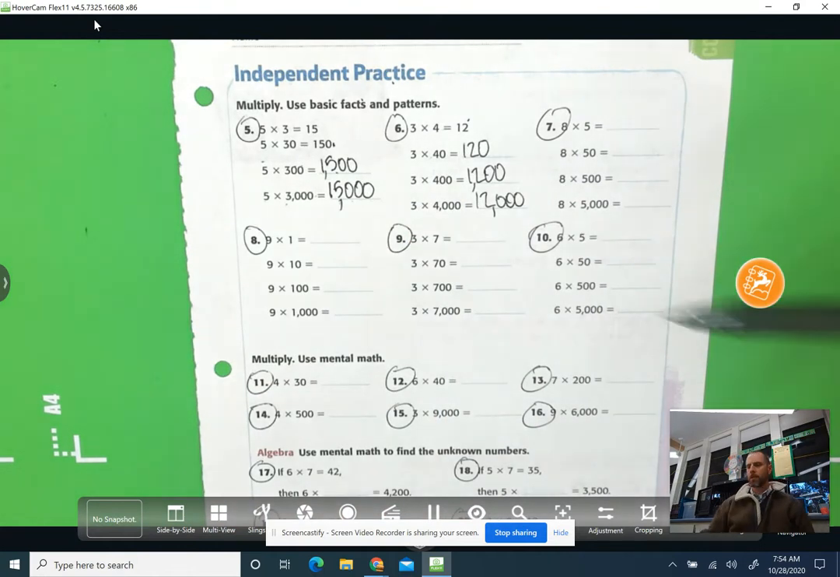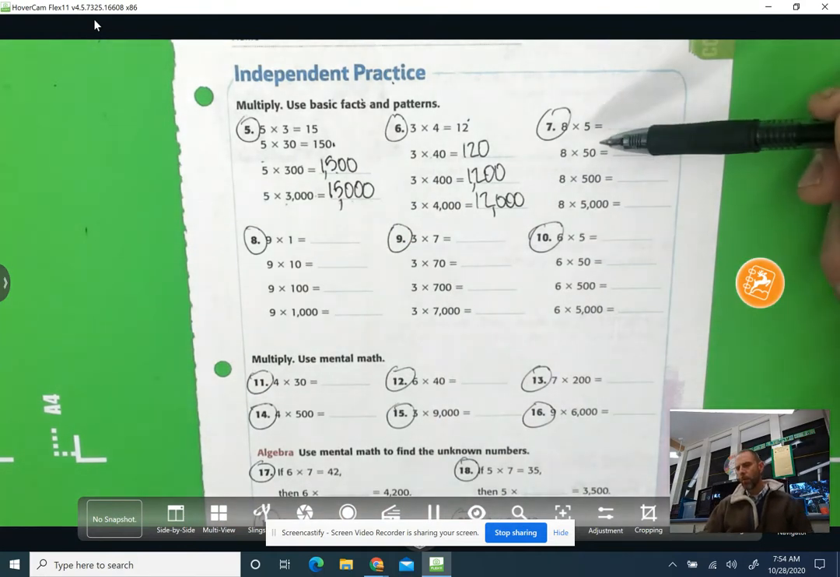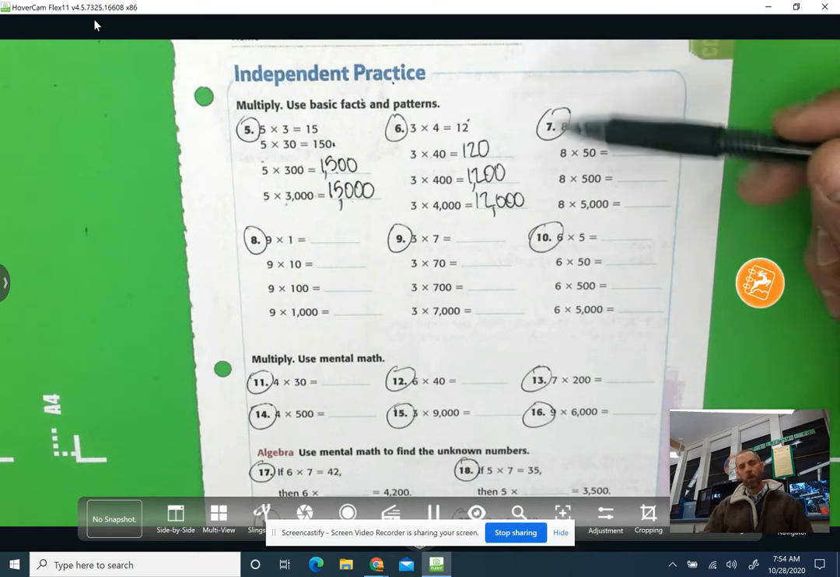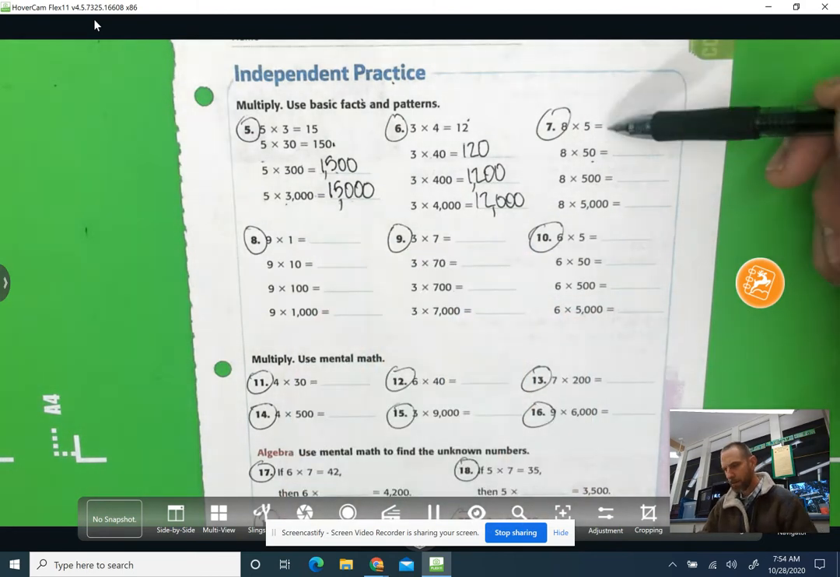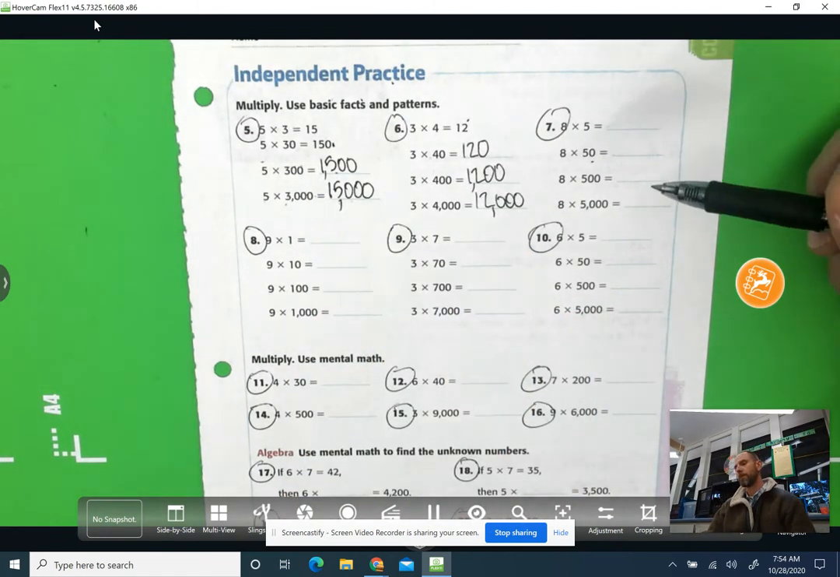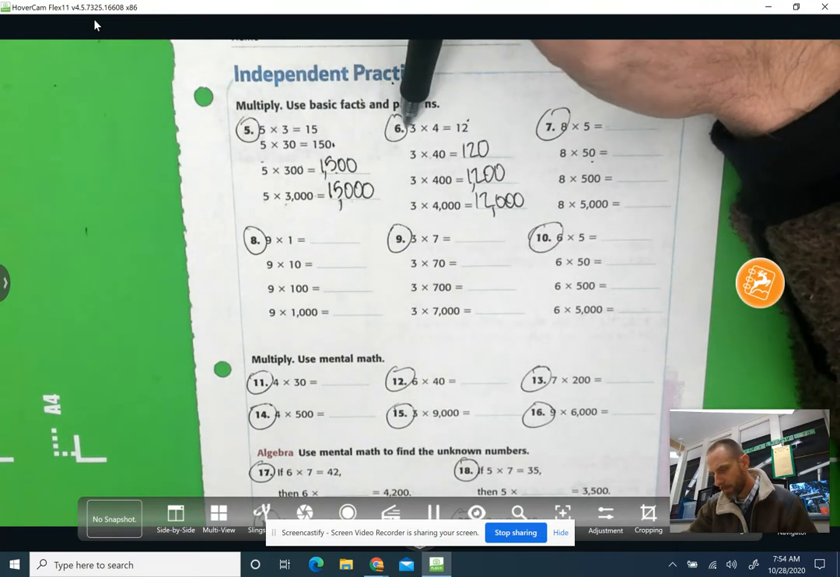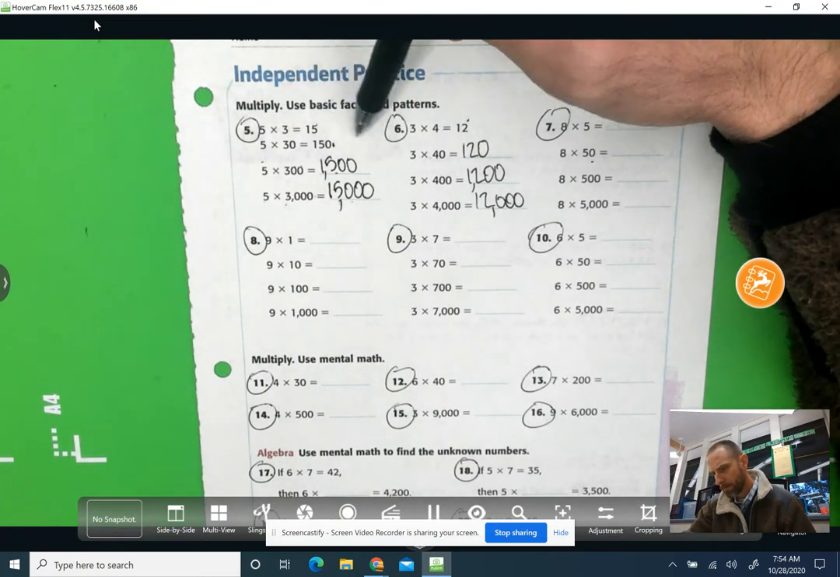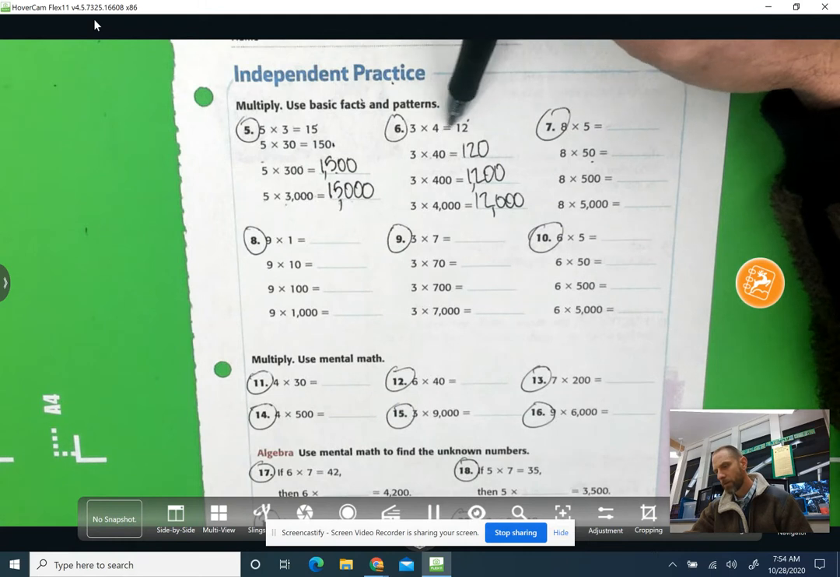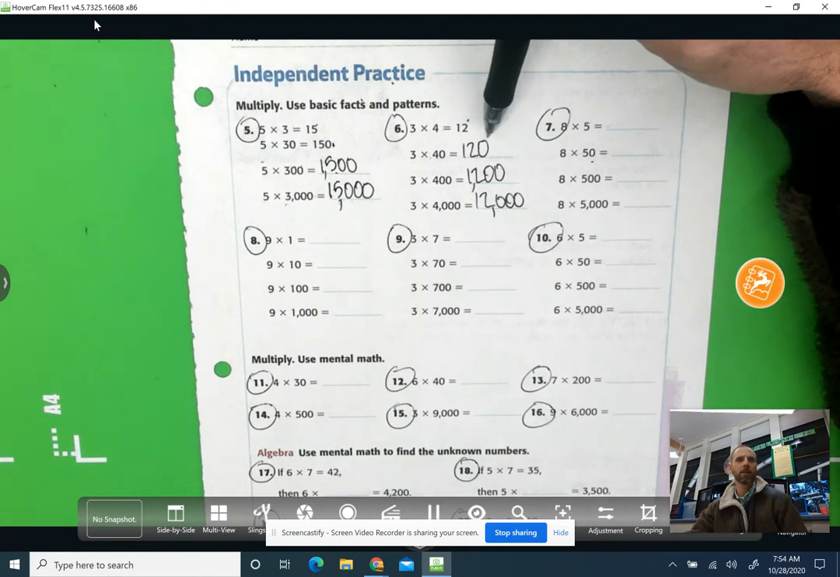So here's what I want you to do. I want you to take a look at this. Before I send you on this, let's look at this one here. This one is tough, right? Because check out these basic facts. 5 times 3 is 15. There's no 0 there. 3 times 4 is 12. There's no 0 there. There's nothing that's going to get us confused.